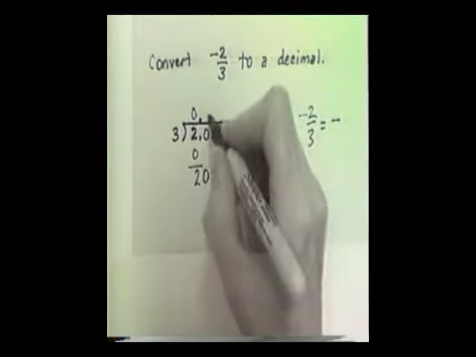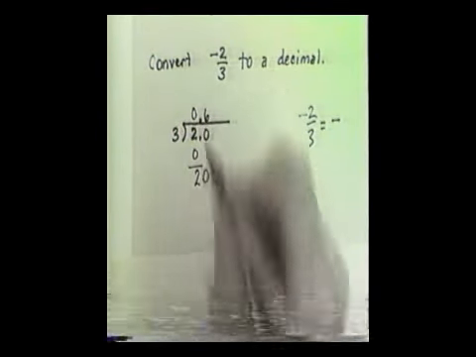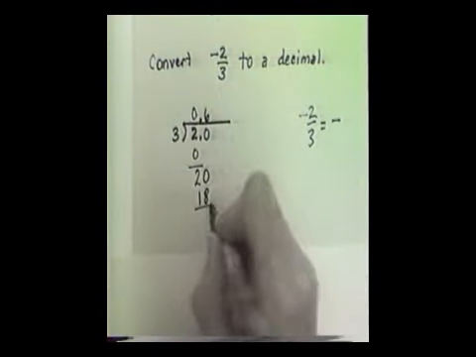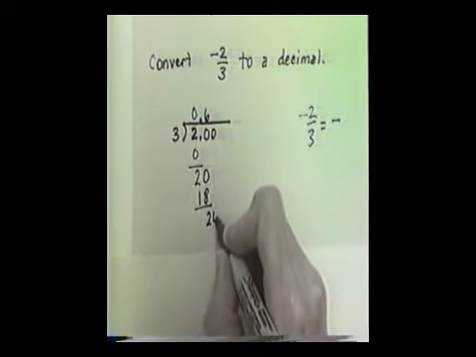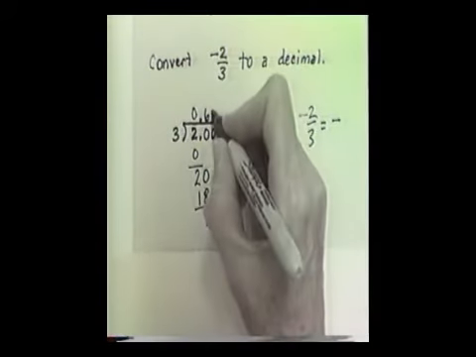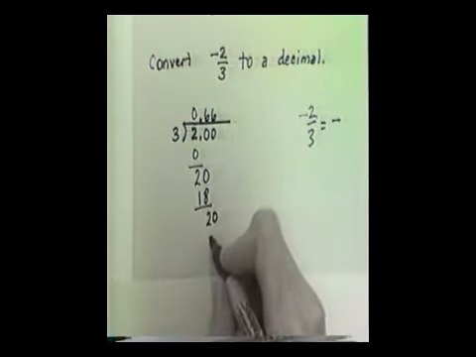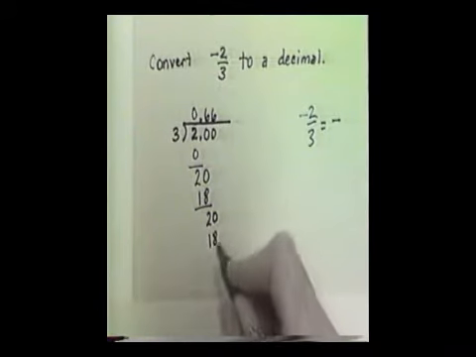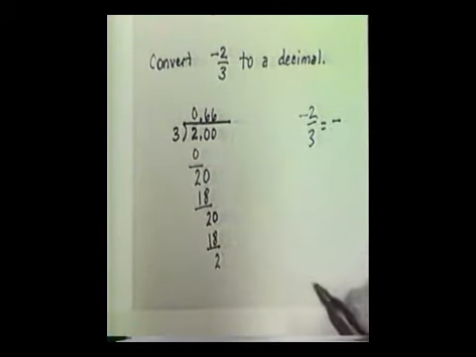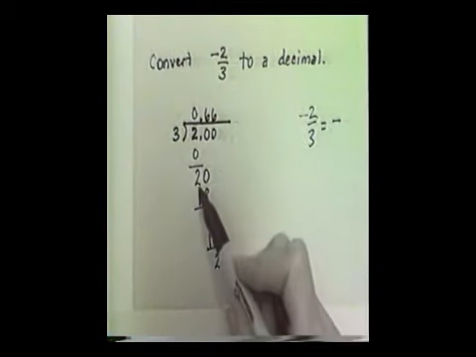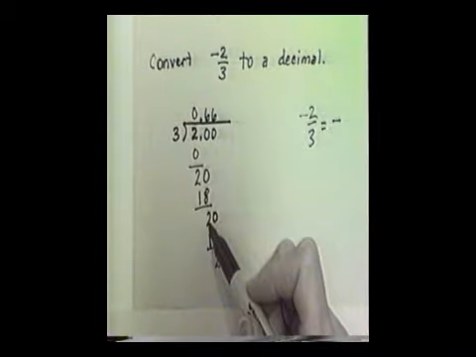3 divides 20 6 times. 6 times 3 is 18. Subtract, we get 2. Affix another 0. Bring it down. 3 divides 20, giving us 6. 6 times 3 is 18. You see what's happening. Subtract, we get 2. This is going to continue in the same fashion over and over again. You notice we keep getting 2 for the remainder.